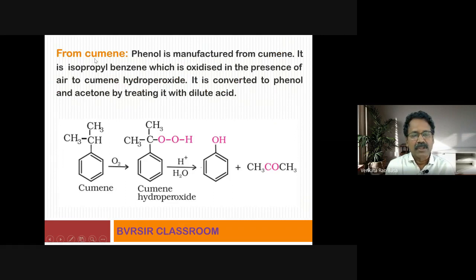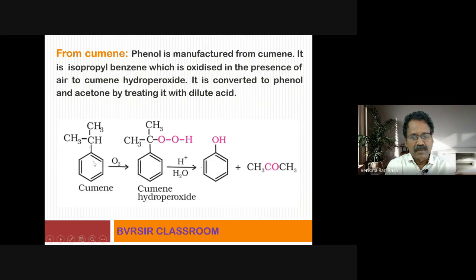Another method is from cumene. Cumene is isopropyl benzene. So this is the isopropyl group, and this isopropyl group is attached to the benzene ring. That's why it is called isopropyl benzene, and this isopropyl benzene is commonly called cumene.